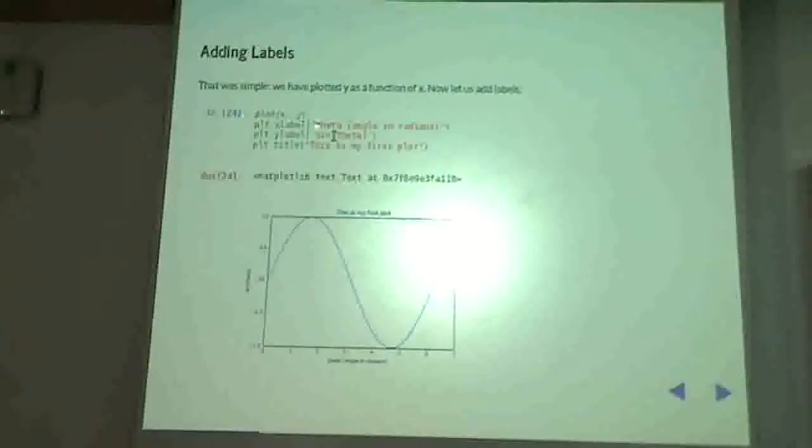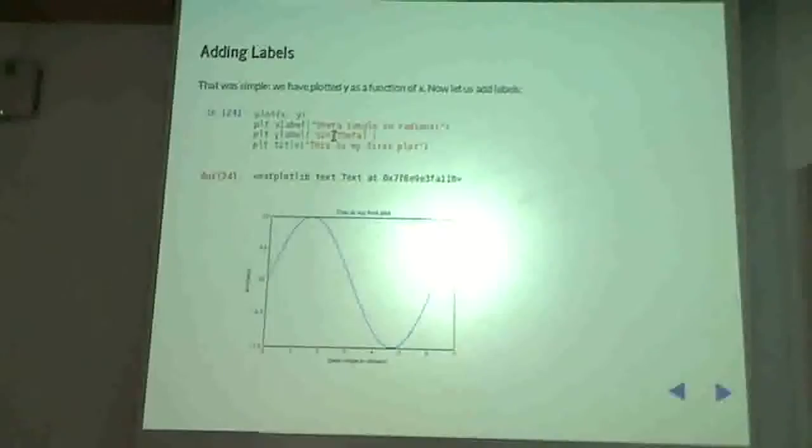If you say plt.xlabel with the string theta angle in radians, it will put an x label there. Similarly, a y label will appear once you put plt.ylabel, and if you want to put a title, you put plt.title and give it a string. So that's the next step.